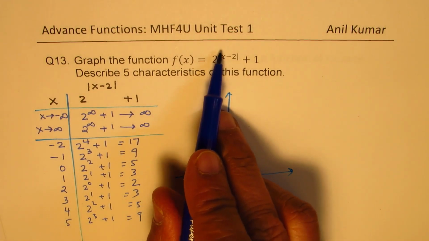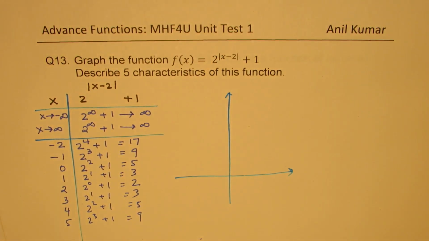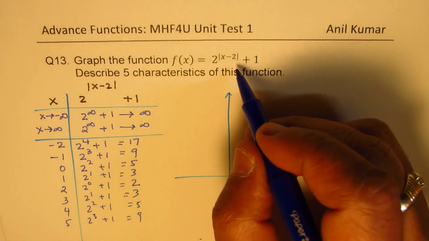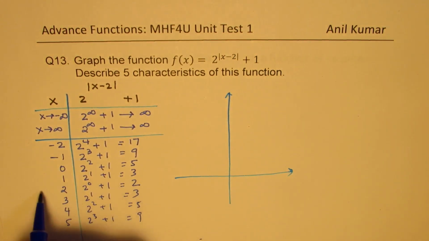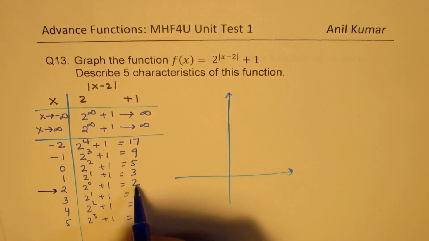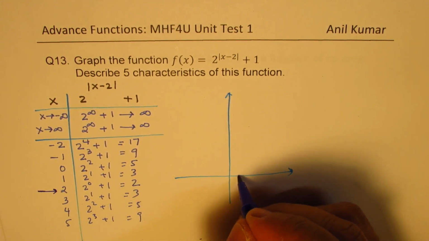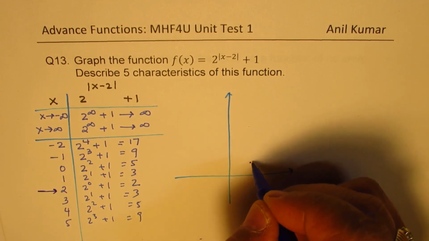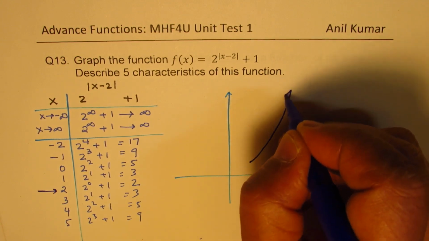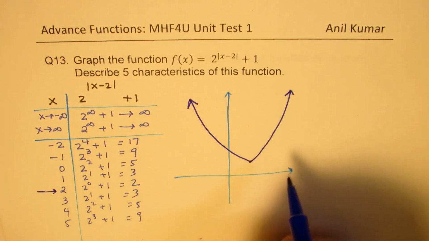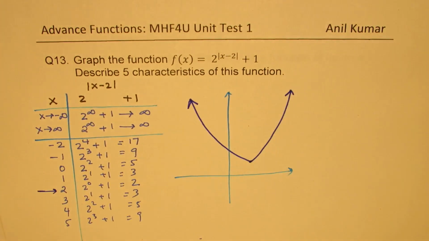Since it is 2 to the power, it is more like a parabola, which shifted 1 unit up, right? And symmetric about this particular point. So we know that the minimum is at 2, let's say this is 2 for us, right? 2, 2. Then the graph will be kind of like this. You see that? So that is how it is going to be.